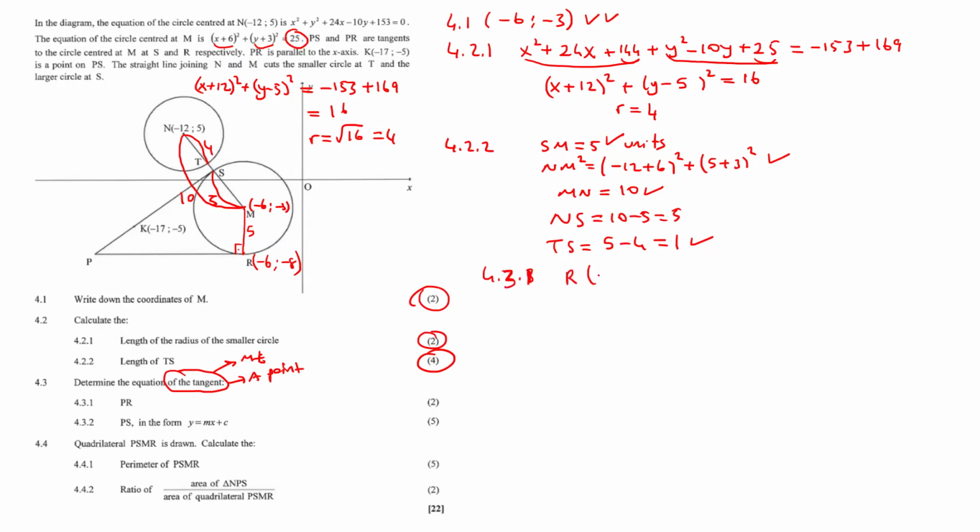Coordinates of R would be -6 and -8 because of tangent perpendicular to the radius. And from this, since this is a horizontal line, then you can get the equation of that here, y is equal to -8, because that's going to be equal to y coordinate of R. And then next question is determine the equation of tangent PS.